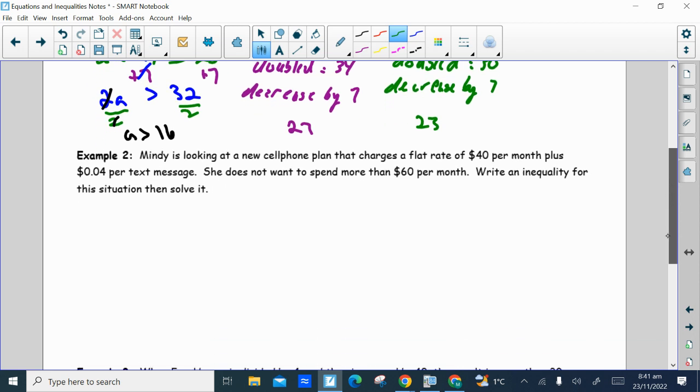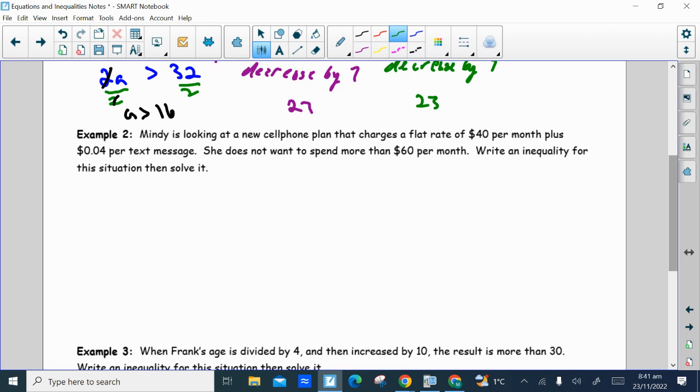Okay? Example 2 says Mindy is looking at a new cell phone plan that charges a flat rate of $40 per month plus 4 cents per text message. She does not want to spend more than $60 per month. So she could spend 60, she could spend less than 60, but she doesn't want to spend more than 60. Write an inequality for this situation and then solve it.